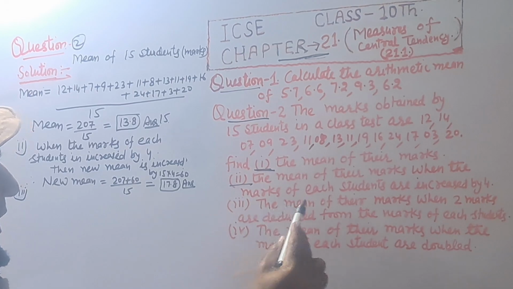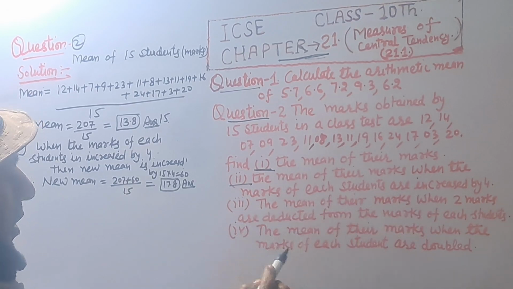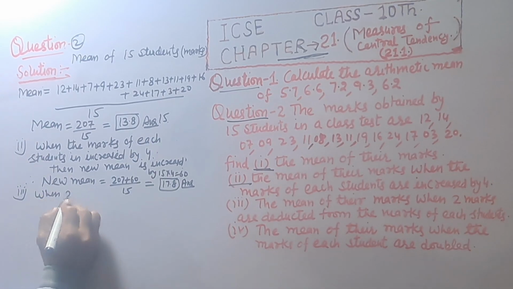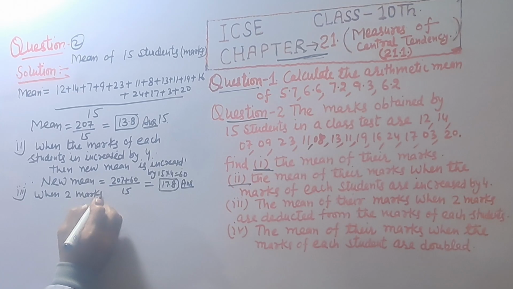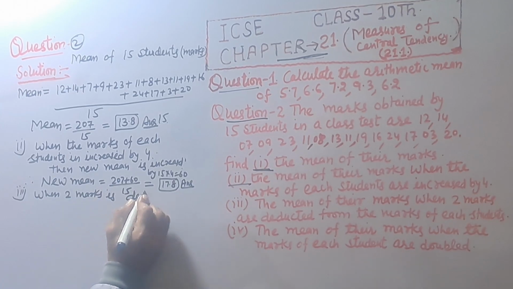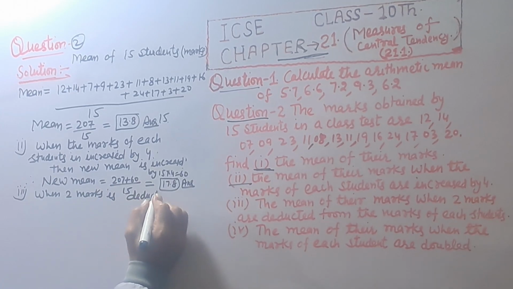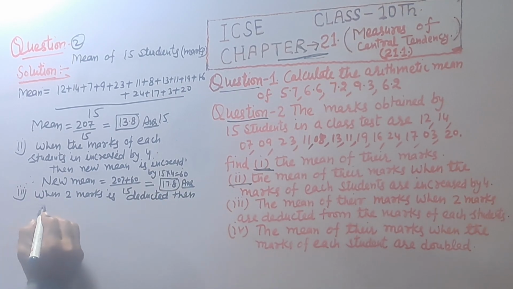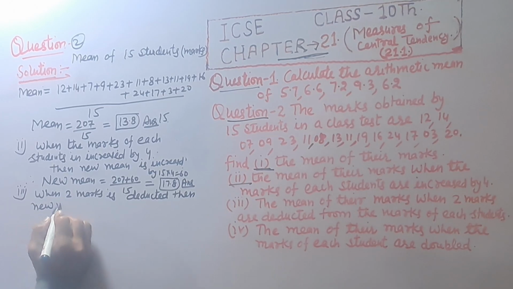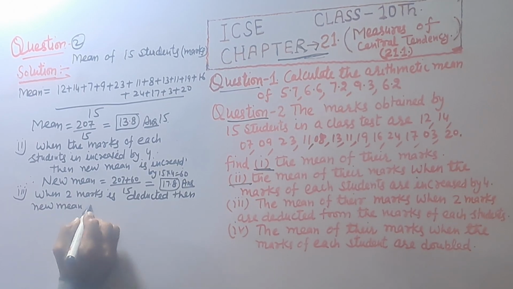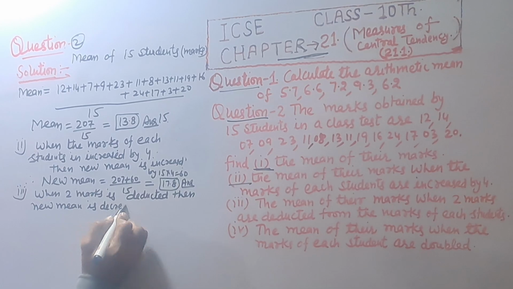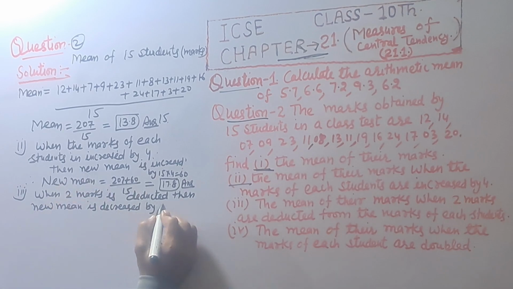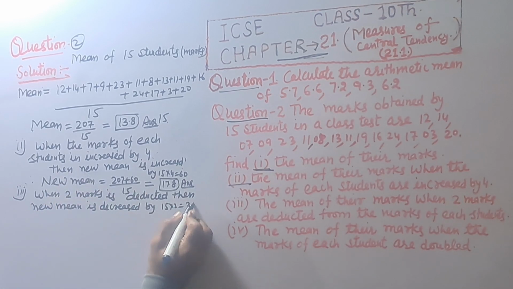And third part, the mean of their marks when 2 marks is deducted from the marks of each student. When 2 marks is deducted, then new mean is decreased by 15 into 2, which is equal to 30.